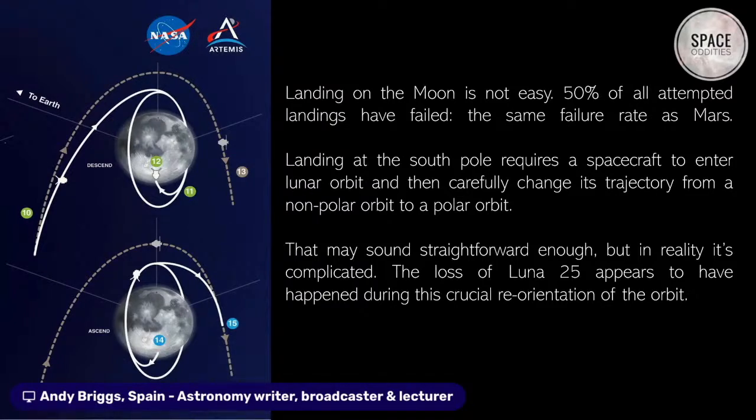But actually landing on the moon generally is not easy. 50% of all attempted landings on the moon have failed, and you may know that that's exactly the same failure rate as Mars, funnily enough, in a weird cosmic coincidence. So what you have to do, you have to put your spacecraft into a normal, inverted commas, orbit around the moon, a non-polar orbit, and then over time slowly change its orbit so that it becomes a polar orbit.